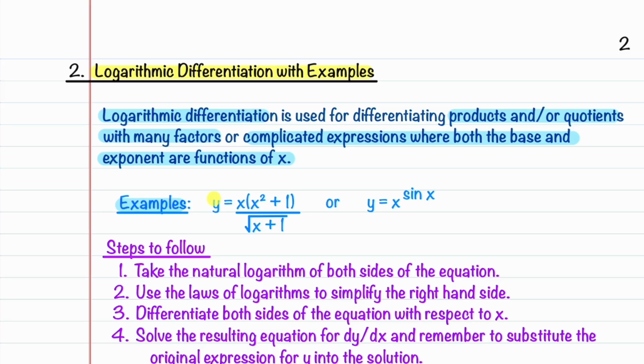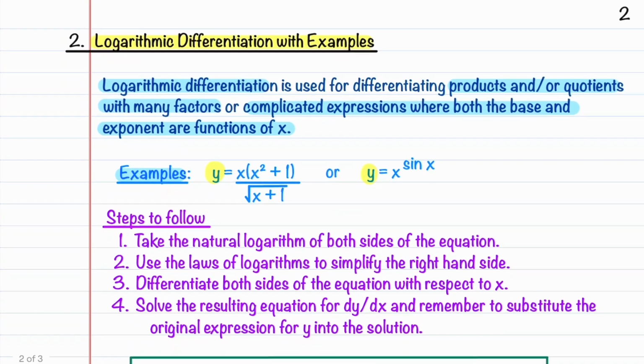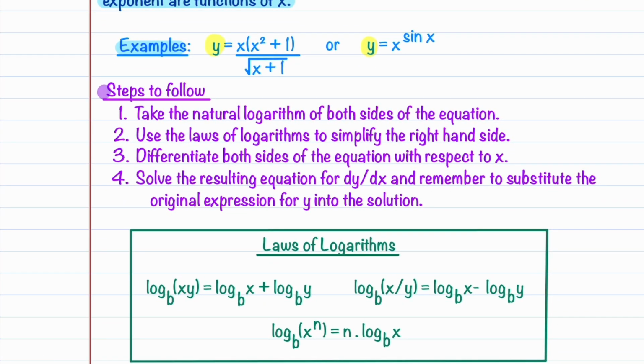The first function is an example of a function that's made up of a product and a quotient and is pretty complicated. And then the second example is an example of a function where both the base and the exponent are functions of x. I wrote down 4 steps that we can follow when we use logarithmic differentiation.